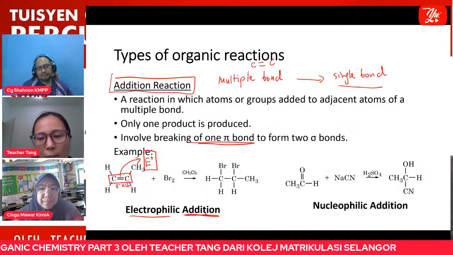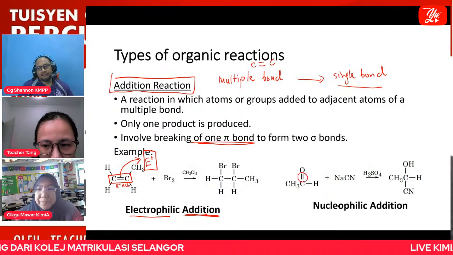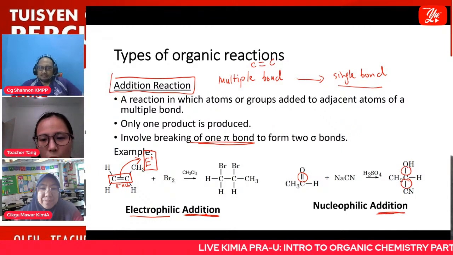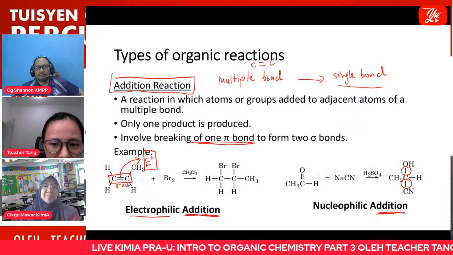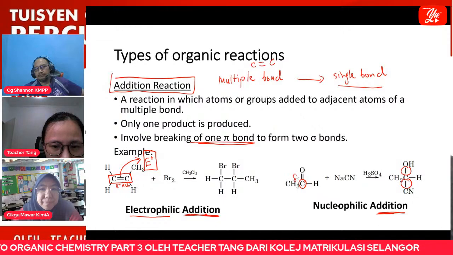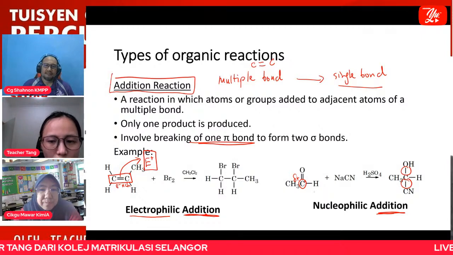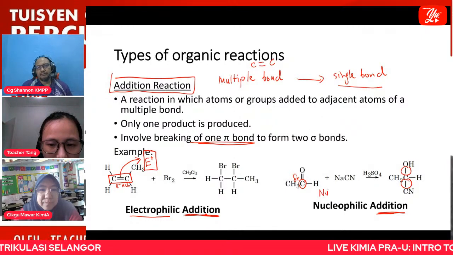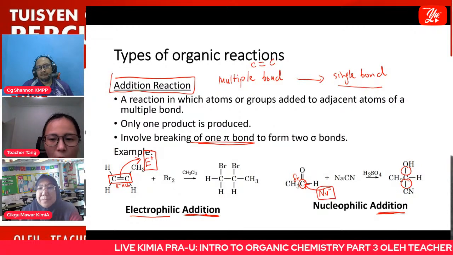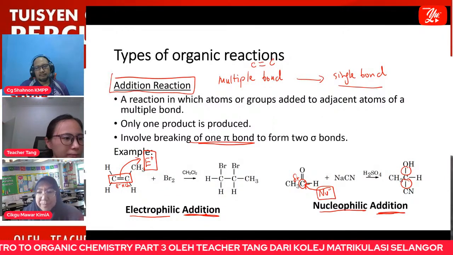Another type is nucleophilic addition, because can you see the carbon double bond to the oxygen here becomes single bond, becomes two single bonds. So this is an addition type of reaction. Remember this carbon is attached to oxygen, therefore it is an electrophilic site, electron poor. When it is electron poor, it will be attacked by nucleophile. When it is attacked by nucleophile, it is called a nucleophilic addition type of reaction.